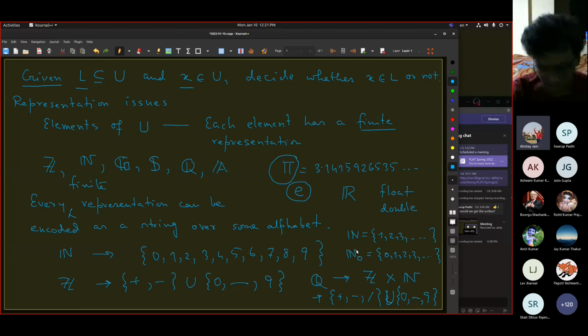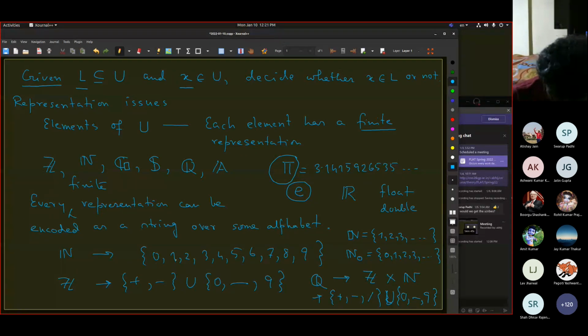Sir, on the left hand side above Z, you have included 0. Yeah. You should represent 30, for example, or 405. You need that 0, right? Okay, sir. Yeah, this is the alphabet. This is not the set. Okay, so that's about numbers.